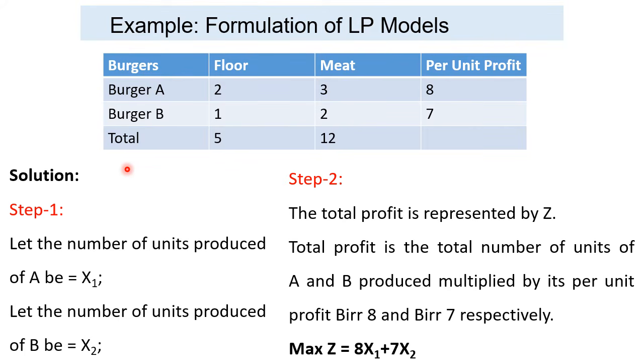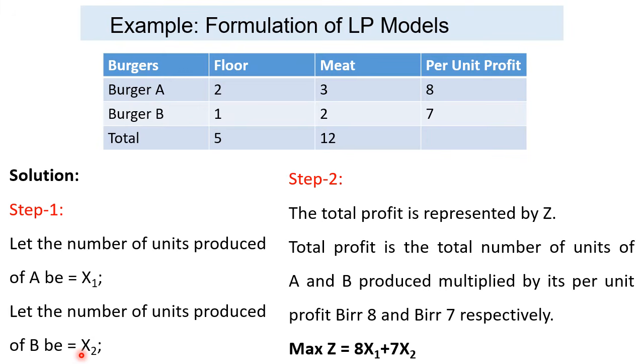Thus, the first step to formulate the linear programming is we have to define the decision variables. Our decision variables are 2, that is the number of units of burger A and the number of units of burger B that we are going to make, that we are going to prepare. Let's say the number of units of burger A is x1, and let's say the number of units of burger B is x2. This is the first step in linear programming formulation.